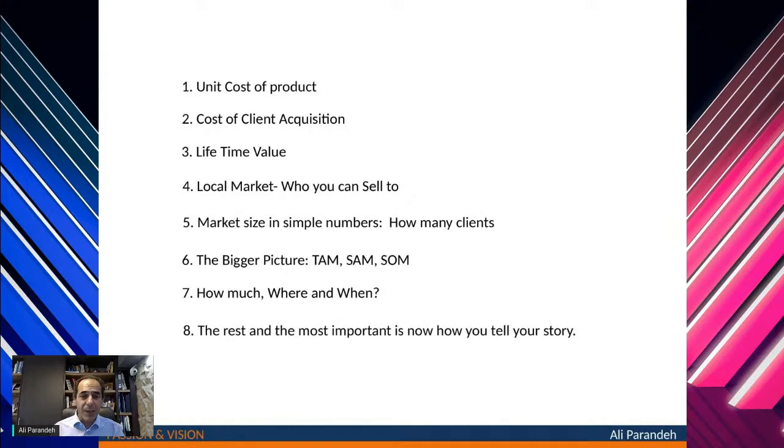Last but not least, all of this is impossible without a good story. All of this needs to be wrapped in a simple story. If you tell me all of this in one slide after another, it has no meaning.